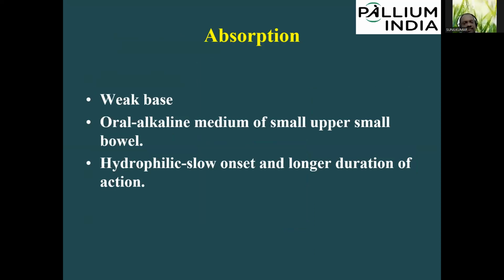Morphine is absorbed from the upper small intestine, and it is water soluble. So you can actually dissolve it in water and give it to the patient. But the only thing is that it is bitter. So you have to sweeten it with some fruit juice or sugar before giving it to the patient.